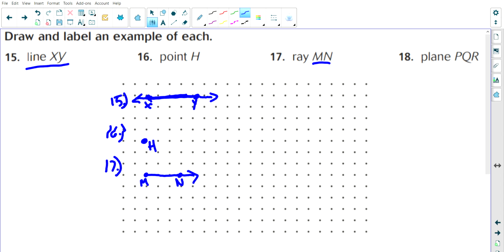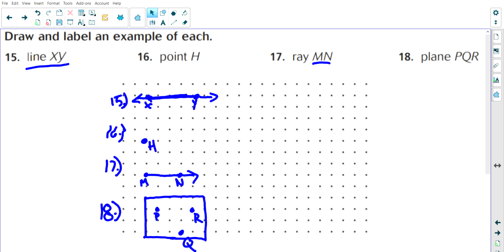All right, and last but not least, plane PQR is number 18. So go ahead and draw out point P, and then somewhere else draw point Q, and somewhere else draw point R. Then go ahead and draw any shape around those points. So I'm going to draw a rectangle. And a plane is an enclosed figure. It has no breaks in the lines, so make sure yours also does not have any breaks in the lines.